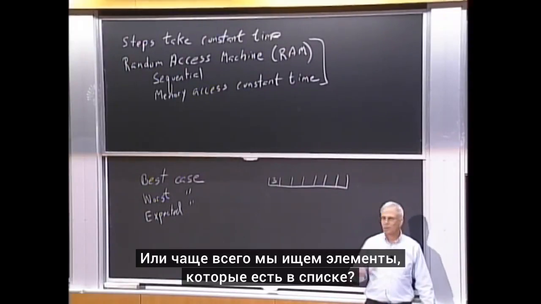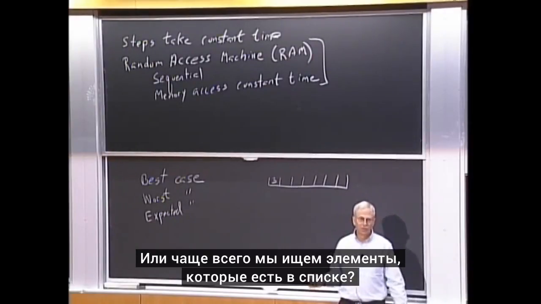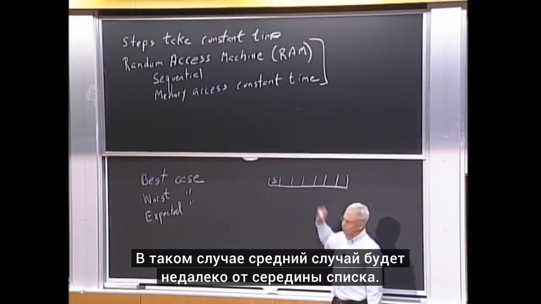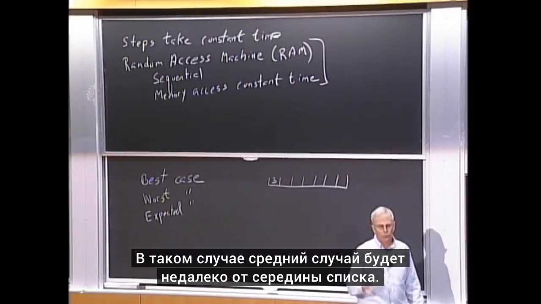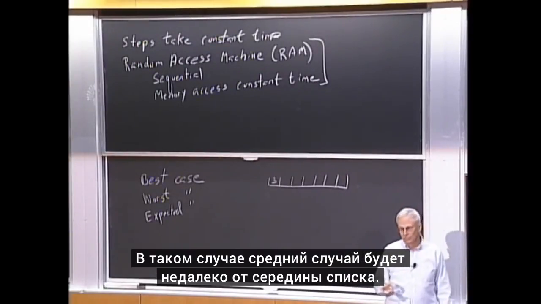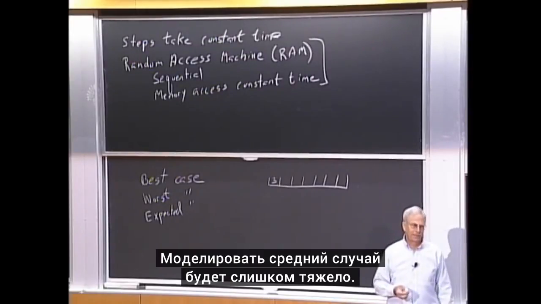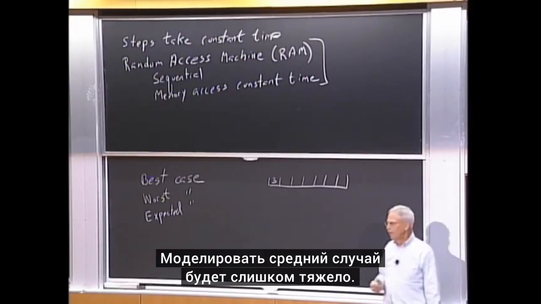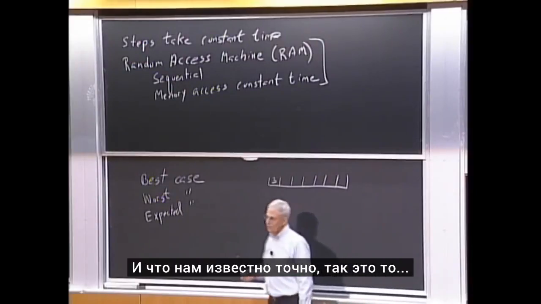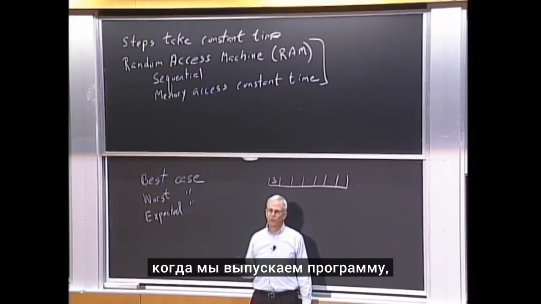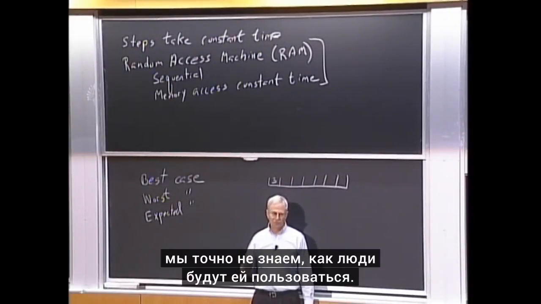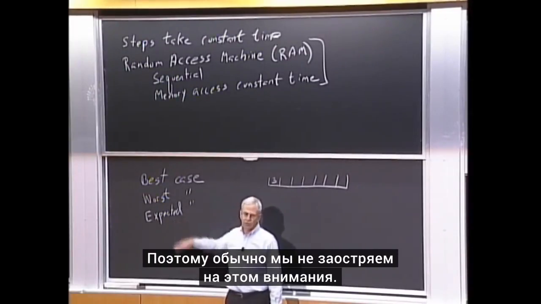It's far. Or are we most of the time looking for things that are in the list? In which case the expected value would be somewhere near halfway through the length of the list. If we don't know those things, we have a tough time modeling expected value. And one of the things we know is that frequently we don't, when we release a program, have a good sense of how people will actually use it. And so we don't usually focus on that.